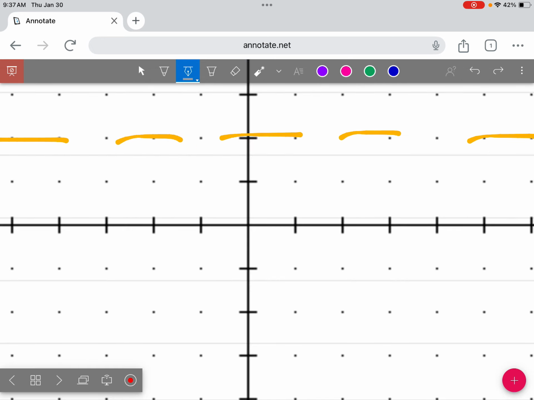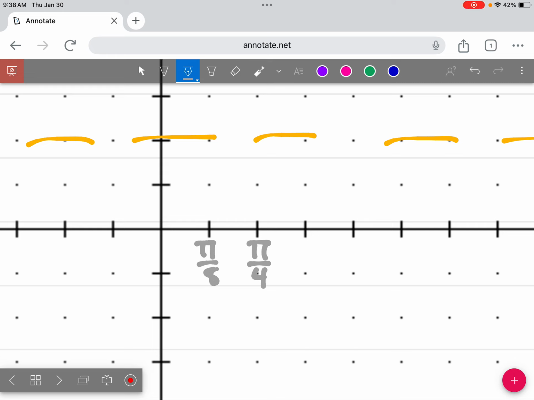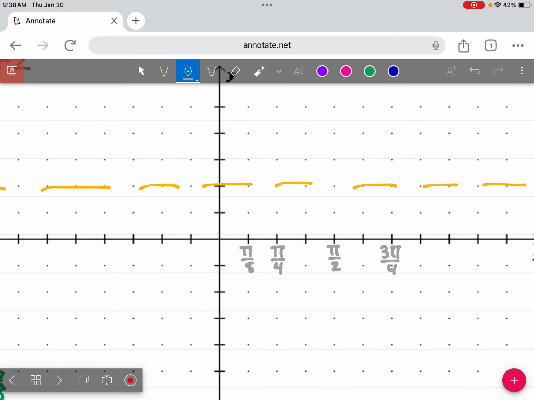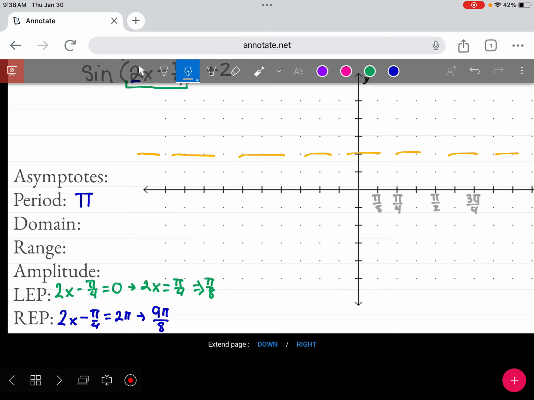So I'm going to count this by pi over 8, which makes this one pi over 4, skip this one, pi over 2. Then skip, 3 pi over 4. What's up? So we add pi over 4. It's going to make our 9 pi over 4. I'll do it later, because doing it in my head is not working.